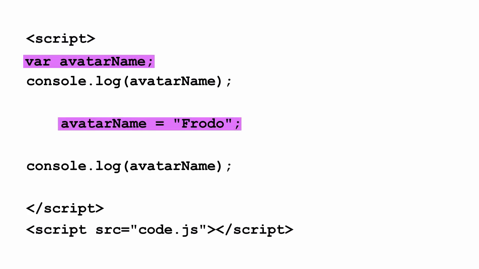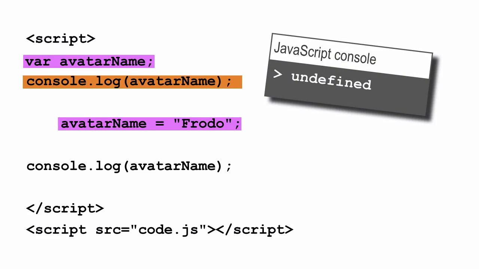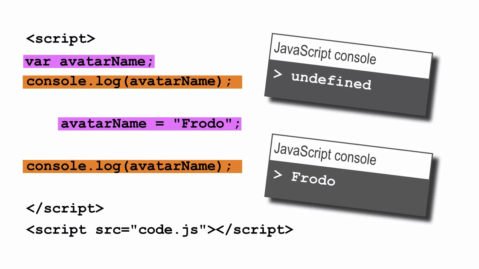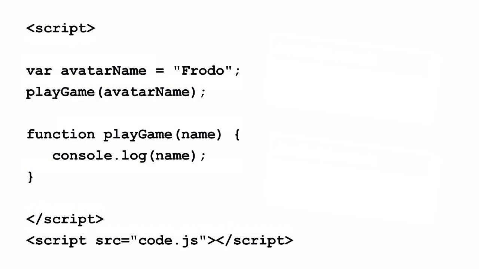So what that means is when we go to display the value of avatarName before we initialize it, we get its default value undefined, which is the value of any variable that hasn't been initialized to a value yet. And then, of course, when we display the value of avatarName after it's been initialized to a value, we see that value. In JavaScript, function declarations are also hoisted, but in a slightly different way.